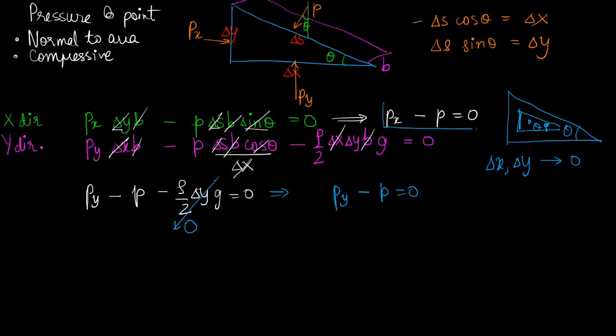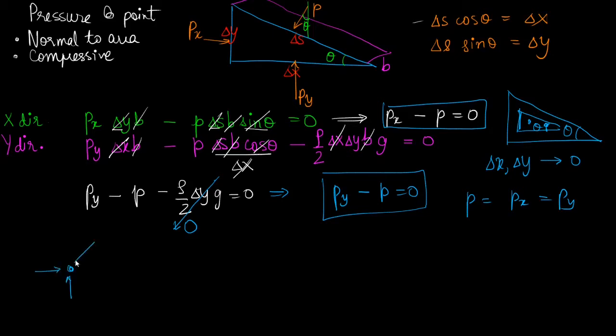So if we combine the results from the x force balance and the y force balance, we have p equal to px equal to py, which means at a given point it doesn't matter how you look at it, it is equal from all sides. This means that pressure is not only normal to an area and compressive, but it is also isotropic.